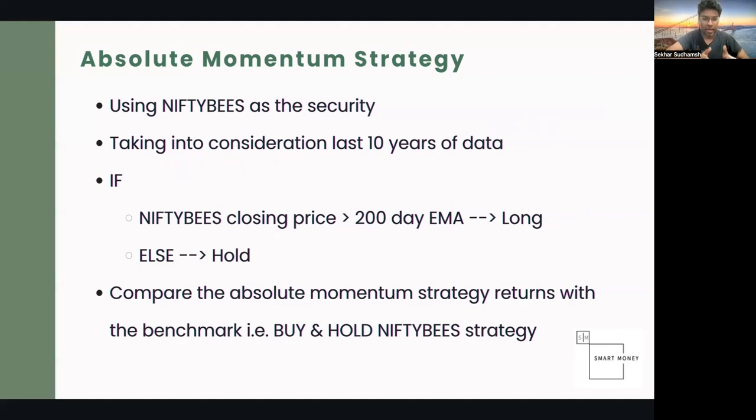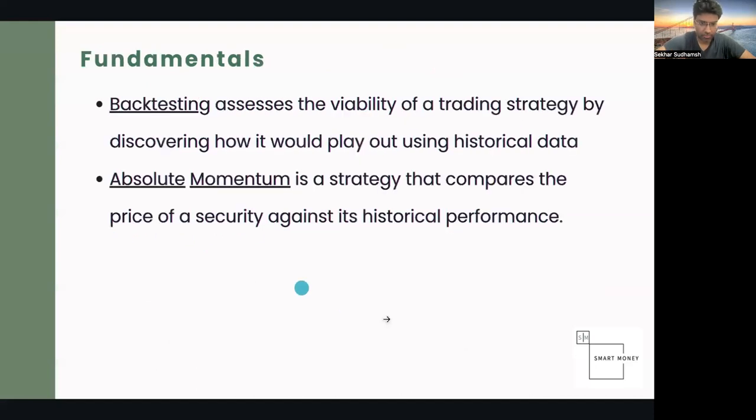Now I'm going to use this strategy to compare against a benchmark. The benchmark for me will be NIFTYBEES in a buy and hold strategy. So I'm going to compare a buy and hold strategy of NIFTYBEES versus our absolute momentum of NIFTYBEES. The absolute momentum I've defined as if the closing price of NIFTYBEES is greater than the 200-day moving average, I'm going to buy. If the closing price is less than or equal to the 200-day moving average, then I'm going to hold. Let me share my Google Sheet and show you step by step how we do this backtesting.